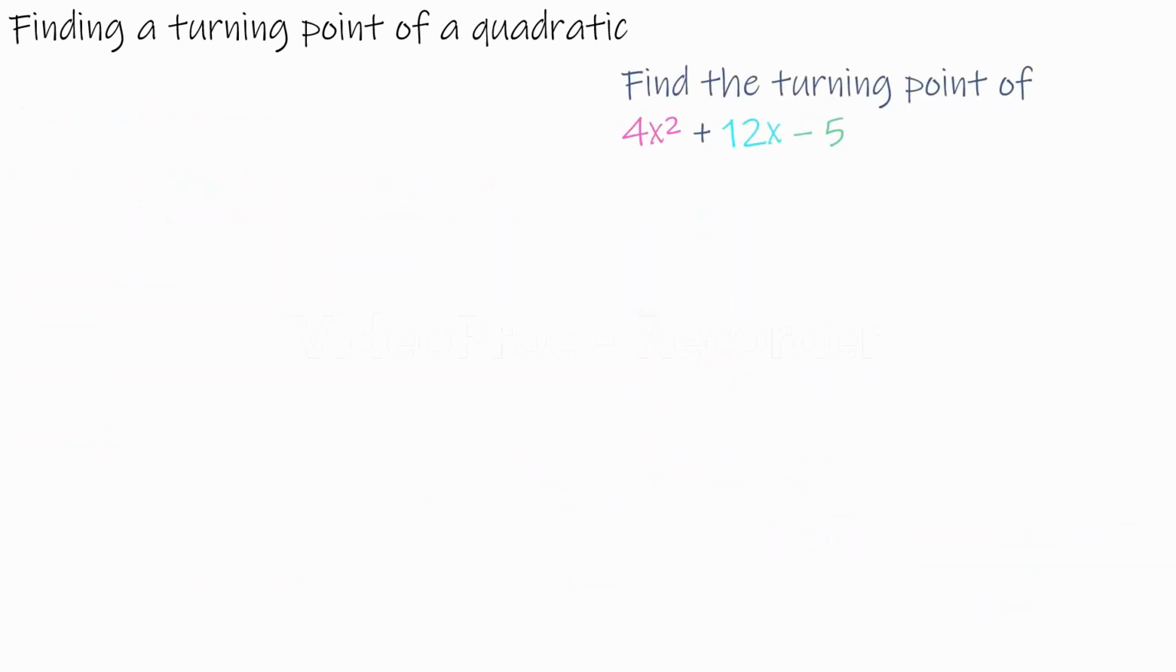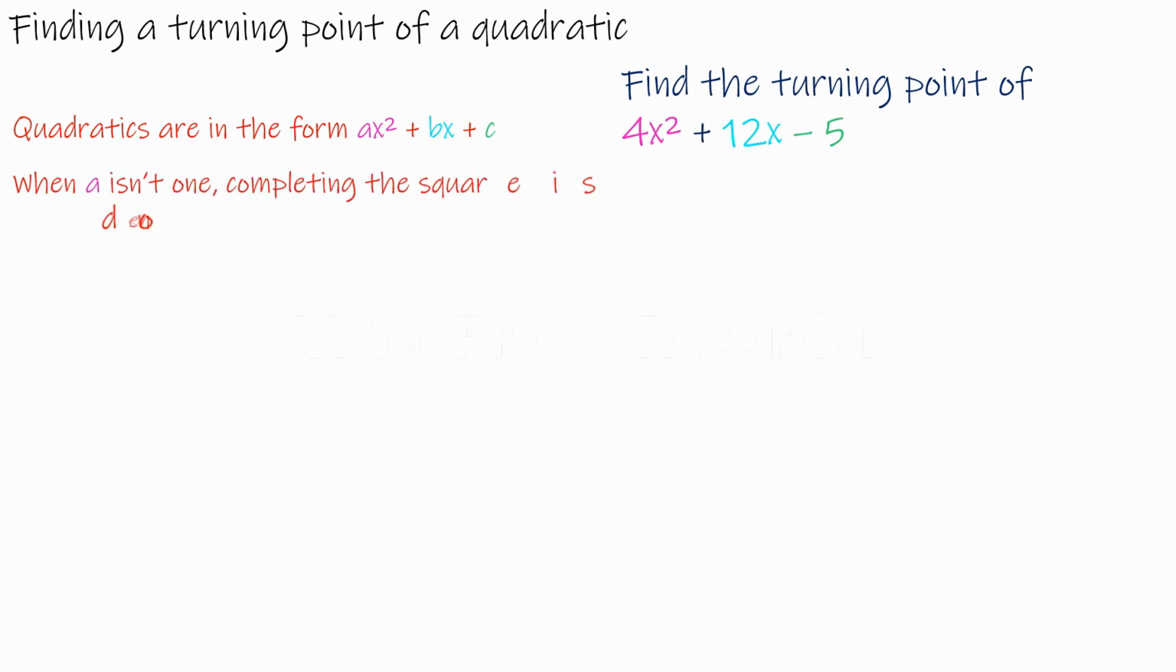Let's take a look at another example. This time you notice that a, or the value before x squared, is not 1. All we have to do again is complete the square and then find those two values. However, completing the square is a little more difficult when a isn't 1. So as we know, quadratics are in the form ax squared plus bx plus c, and when a isn't 1, completing the square works a little bit differently.